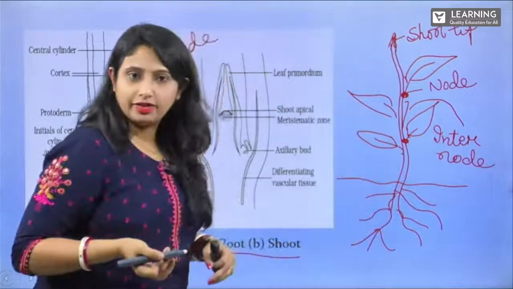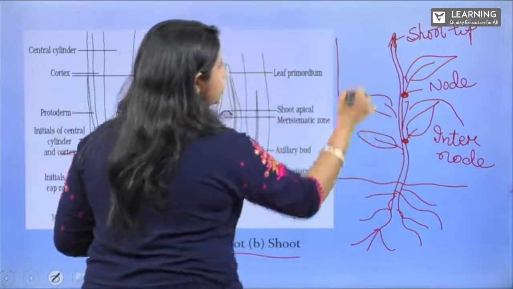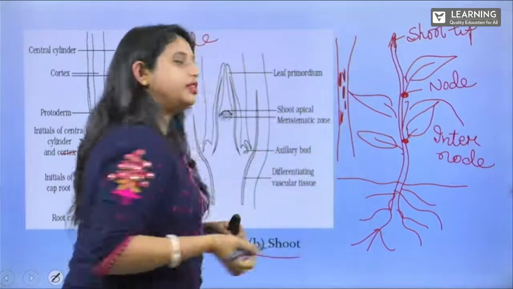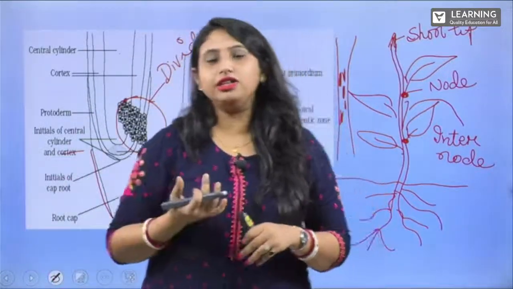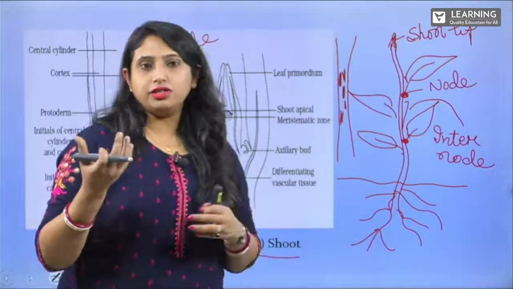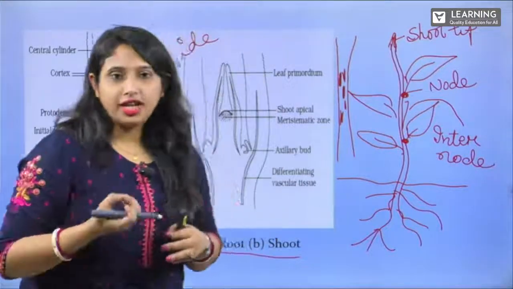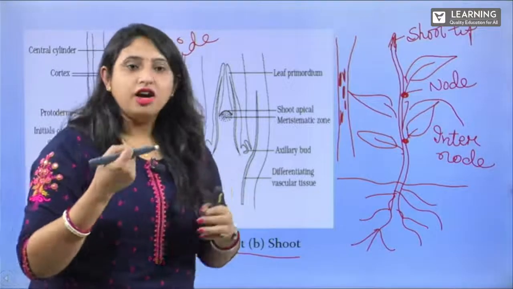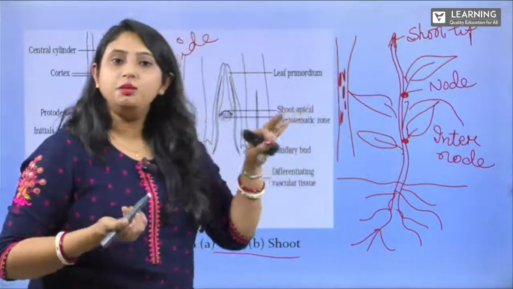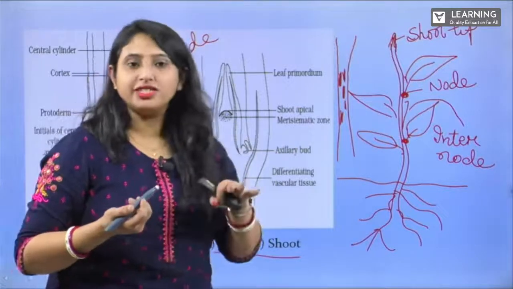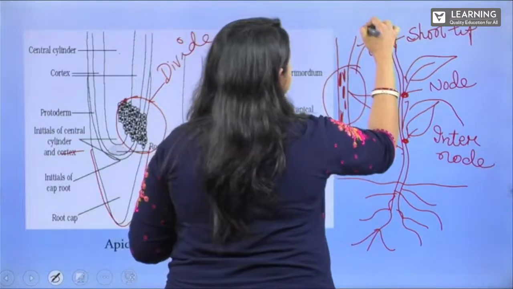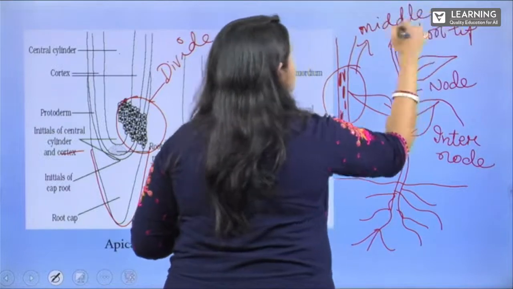So where is the intercalary meristem present? It is present somewhere in between. Have you seen the herbivores grazing on the green grass? When goats or deer eat the grass, they are eating it from the top, yet the grass has the capacity to divide again. How is it dividing? It's because of your intercalary meristem. This intercalary meristem is present at the middle part of the stem or the plant.